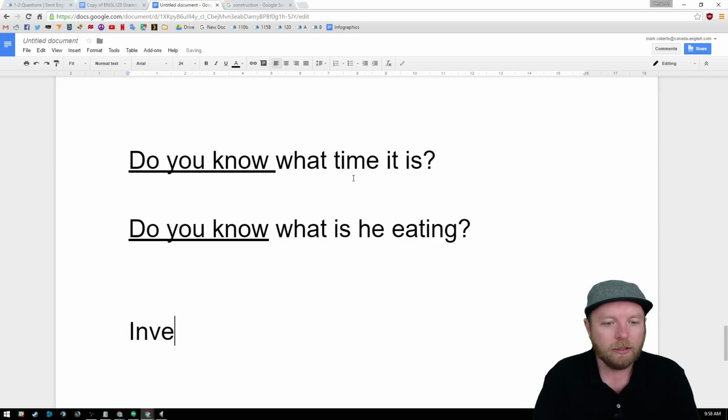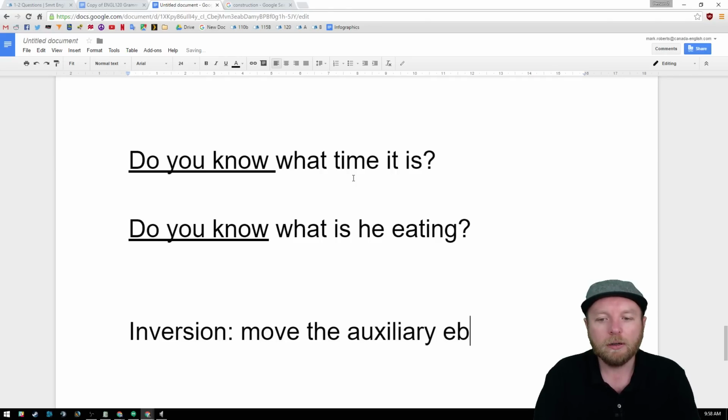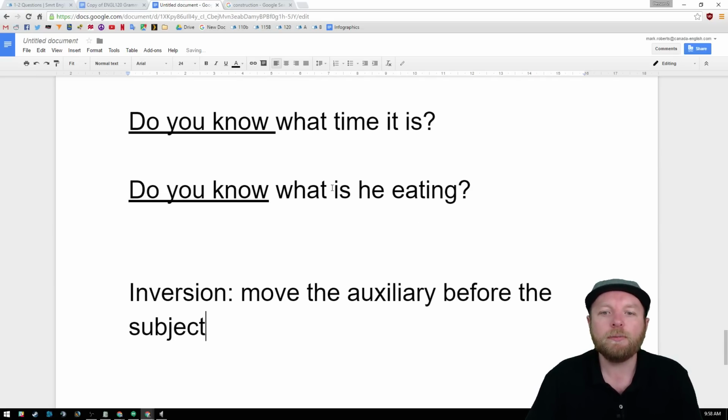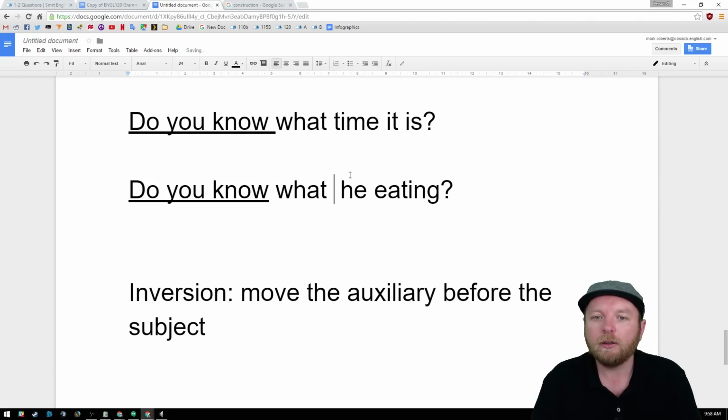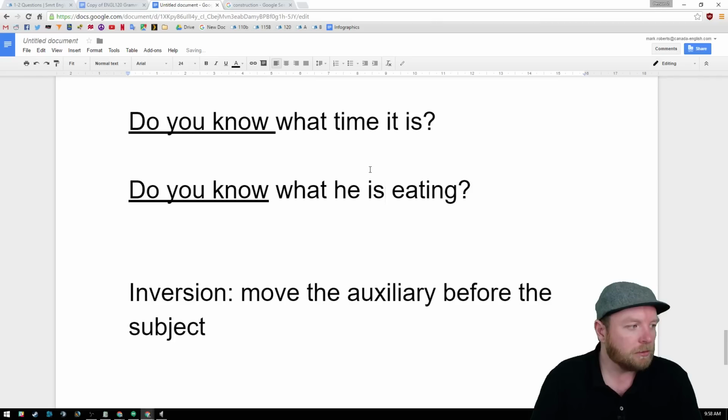Remember, inversion: move the auxiliary before the subject. So we have inversion here. Is he? If we cancel the inversion, we do this. Right?